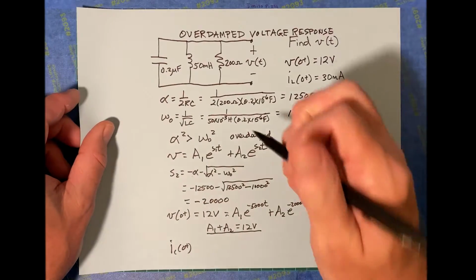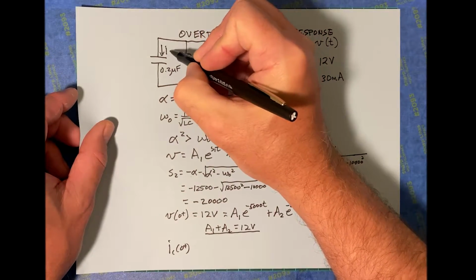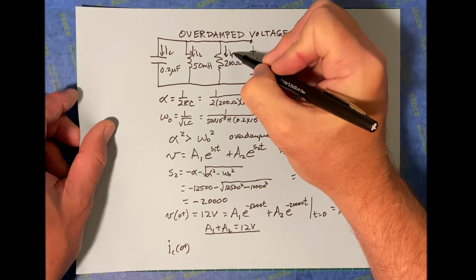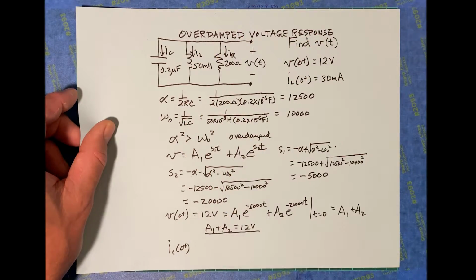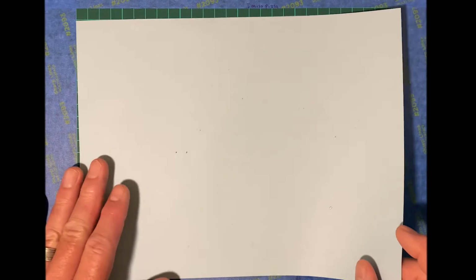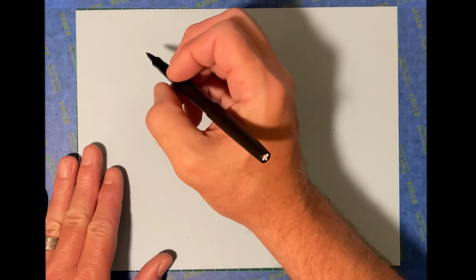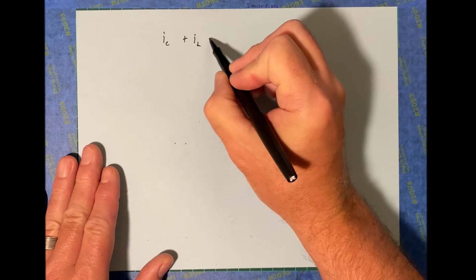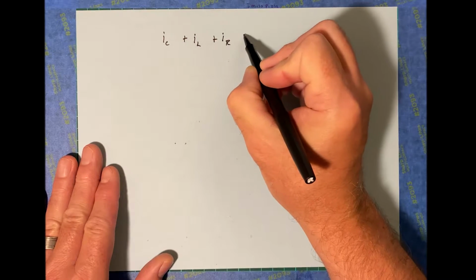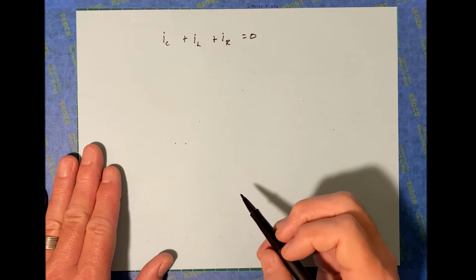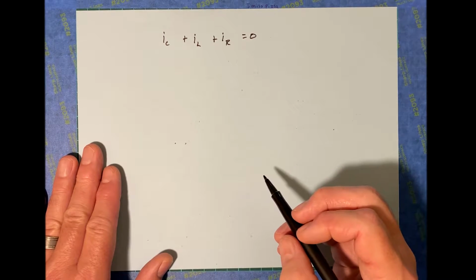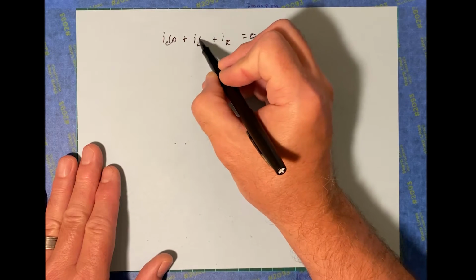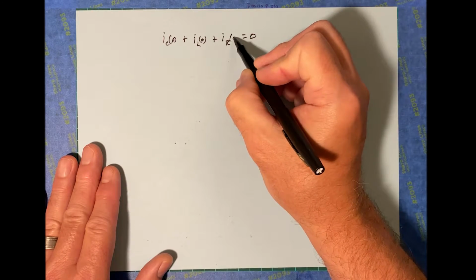So going back here to look at this, this is I sub C, this is I sub L, this is I sub R. All three of those should sum up to be 0. So at any point in time, that should be true. So I sub C plus I sub L plus I sub R should be equal to 0. And that should be true for any time. So if that's true at any time, then it will be true at 0 for all of these.